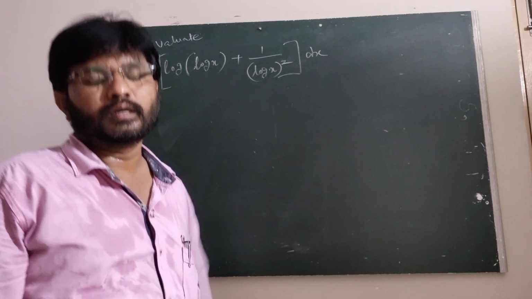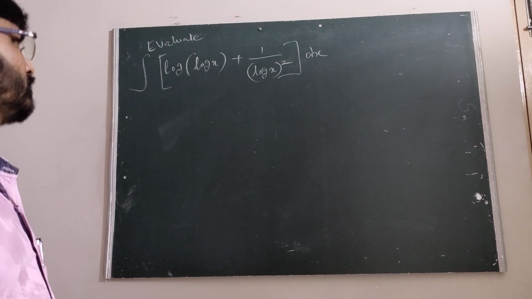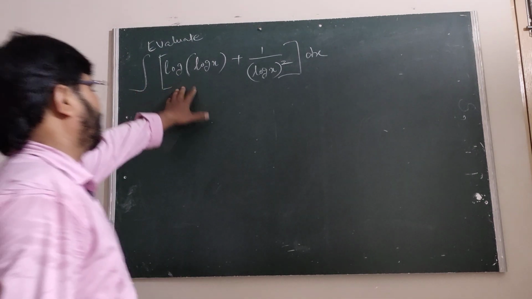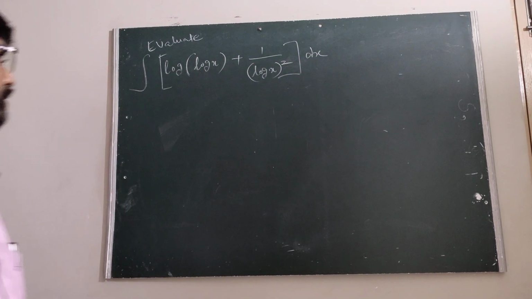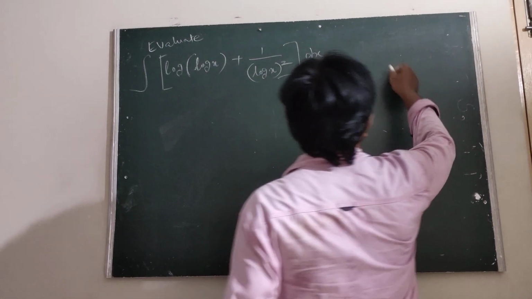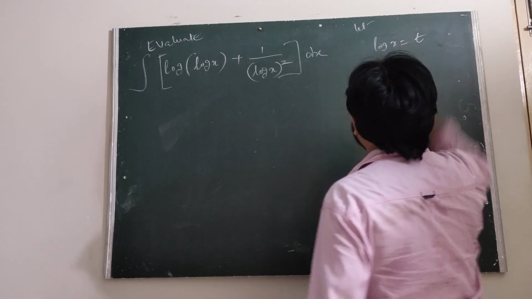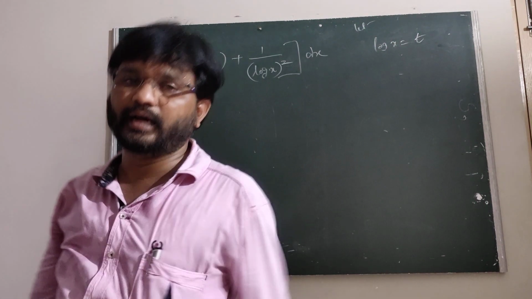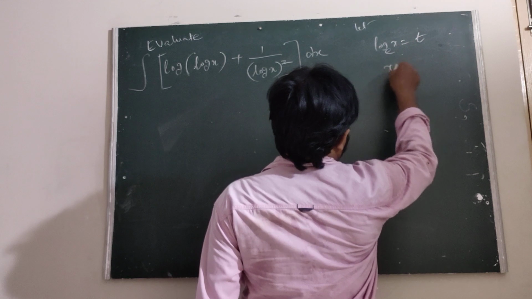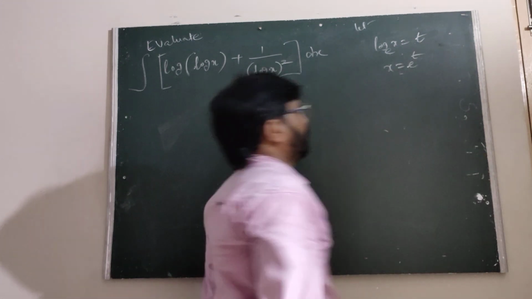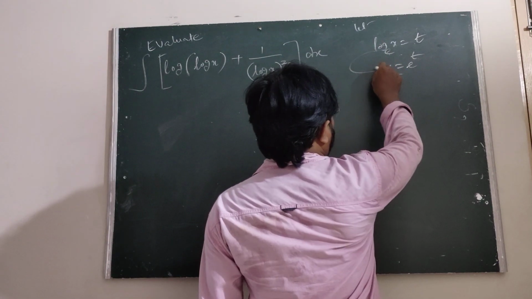Integral of log of log x plus 1 upon log x whole square dx. So how to solve this one? We can take the log x. Let the log x be t. We are taking log x equal to t, where the base is e. Now x equals e power t. So we can remove the logarithmic form; we converted the logarithmic form into the exponential form.